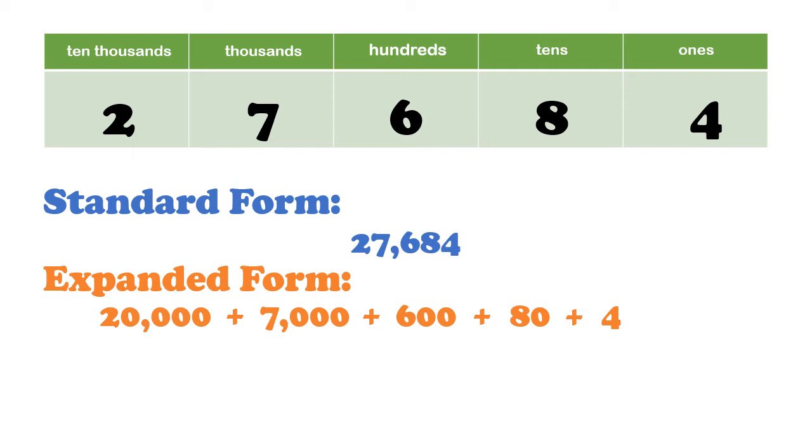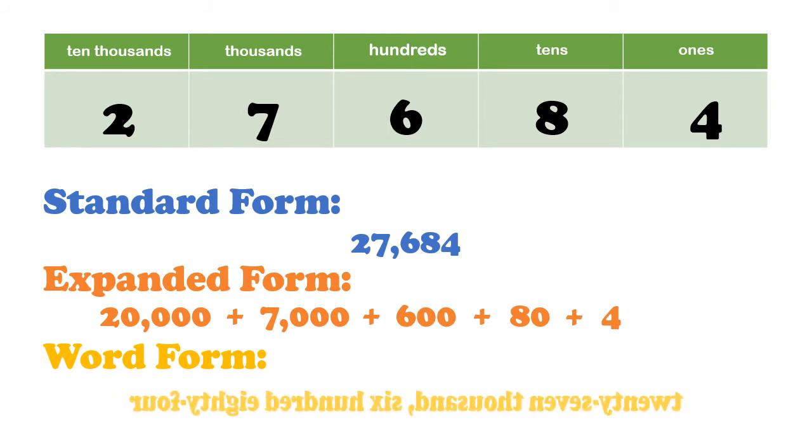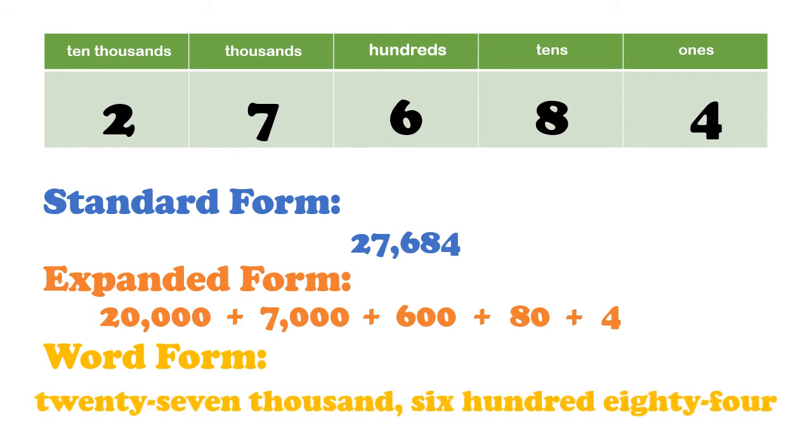Now we have one more way to represent this number, and that is with word form. So we say the number out loud, 27,684, and we're going to write it out exactly the same way we say it. So it's going to look a little bit like this. It's a little bit longer this time. And again, I need that comma between the thousands and the hundreds. So I have my comma there, and I have my hyphen between the 20 and the 7 and the 80 and the 4. So there's 27,684 in standard form, expanded form, and word form.